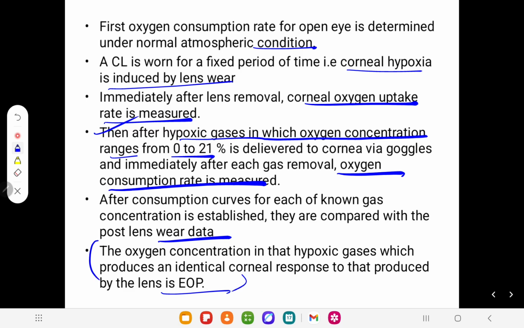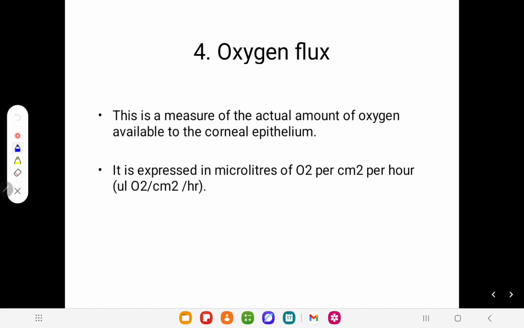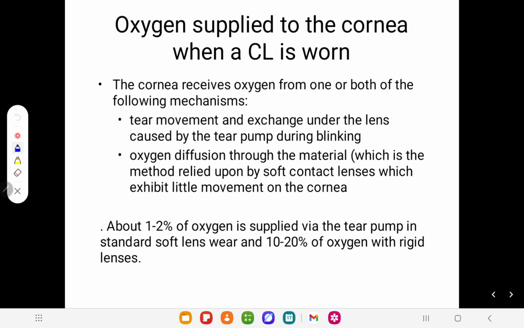So this is one of the procedures. Okay, just pause the video and you can read. What is oxygen flux? Anything flux means the movement, isn't it? This is a measurement of actual oxygen available in the corneal epithelium. So that basically means flux always means a movement. It is expressed in microliter O2 per centimeter square per hour. Okay, this is another unit. So I'm not going to discuss these things in detail.